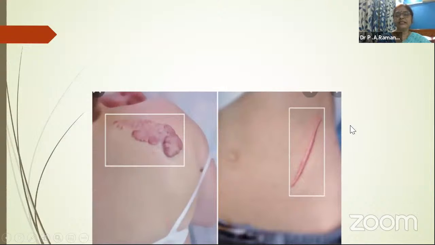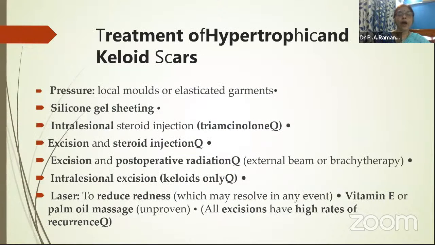See, here you can see this is a hypertrophied scar, how it is limited to the border. But here you can see how this scar has gone beyond the scar, the wound area, and it has extended into the normal area. So this is a keloid that has occurred. Now, how to manage the keloid scars and the hypertrophied scar?